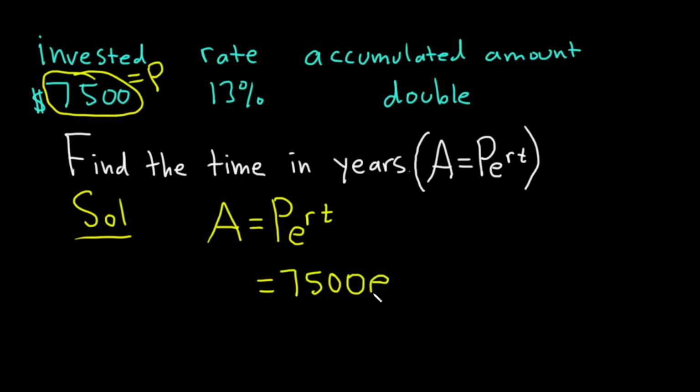And then we have r. r is the interest rate in decimal form. So 13% as a decimal is 0.13. And then we don't know what t is. We have to find it, so that's just t. And then the accumulated amount is double what we start with. So basically it's double 7,500. So that'd be $15,000. We have to solve this exponential equation for the value of t.